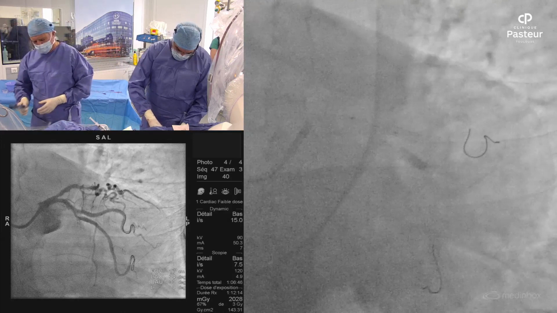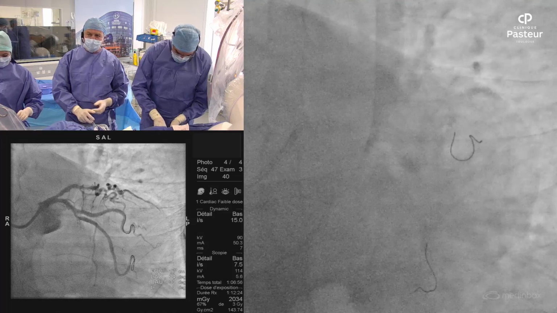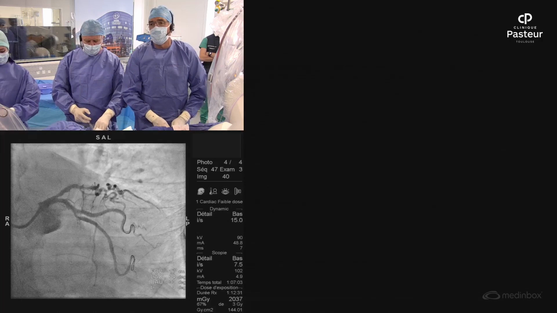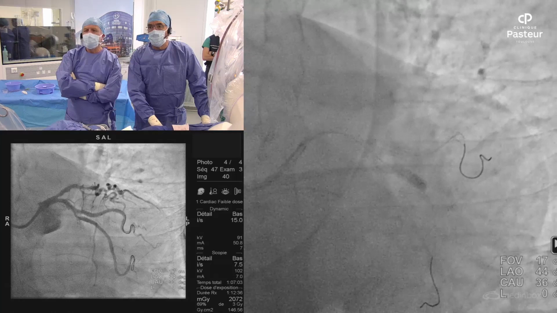There is some contrast. But we have the dissection. Let's see, because what you can do is to leave the two wires in place. Yeah. Remove the two balloons and see what the result is. And now take a view of that. Okay, it is okay. And now what we need is to place a second stent. But maybe you have to replace your wire. The problem is the wire in the small branch. Yeah, we will do it.